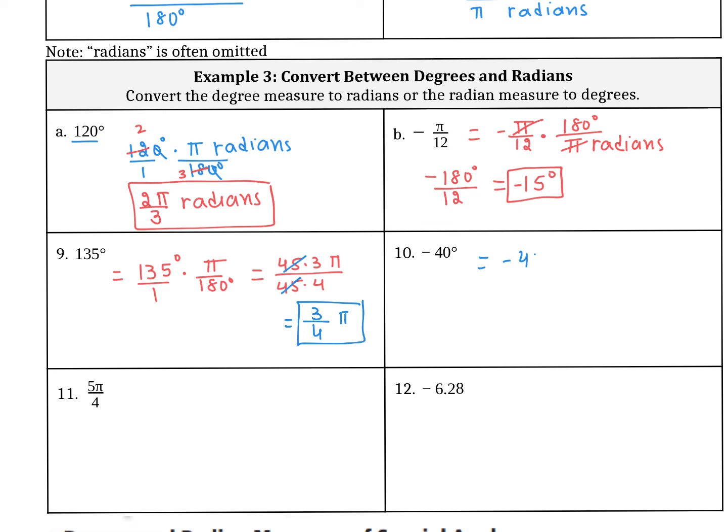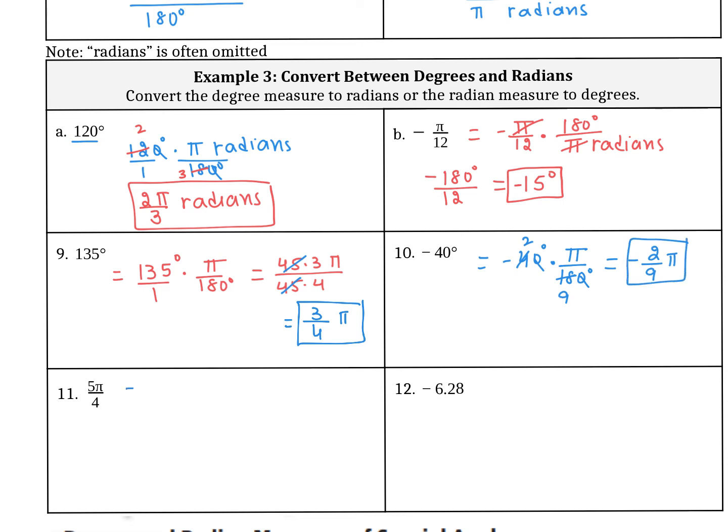For negative 40, you're going to change it to radians. Multiply by pi over 180. 0 and 0 cancel. Divide by 2, you get 2 over 9. So negative 2 over 9 pi.